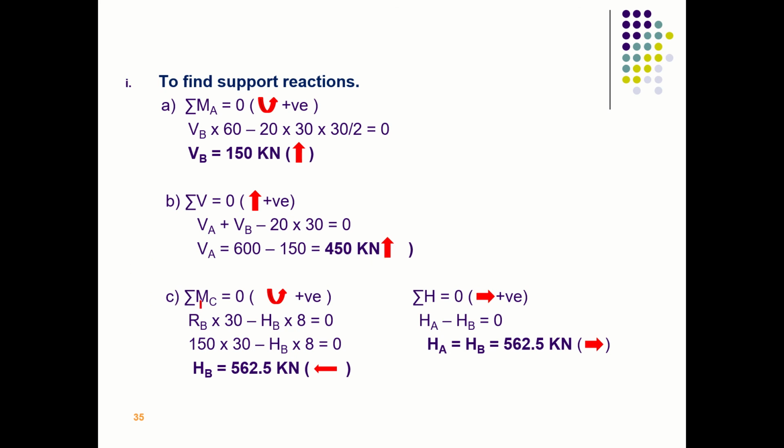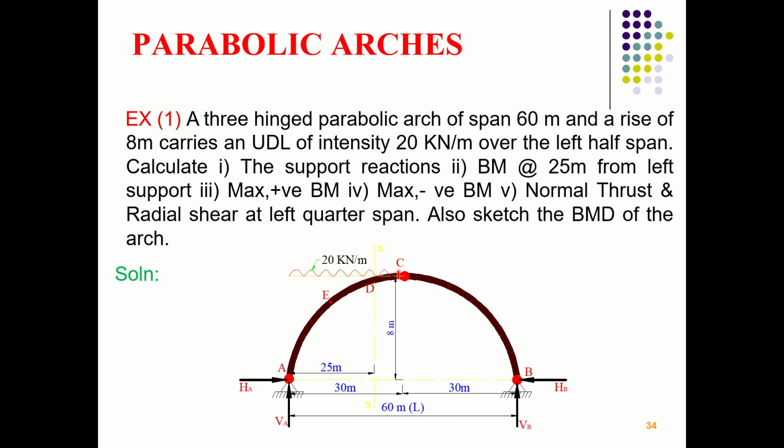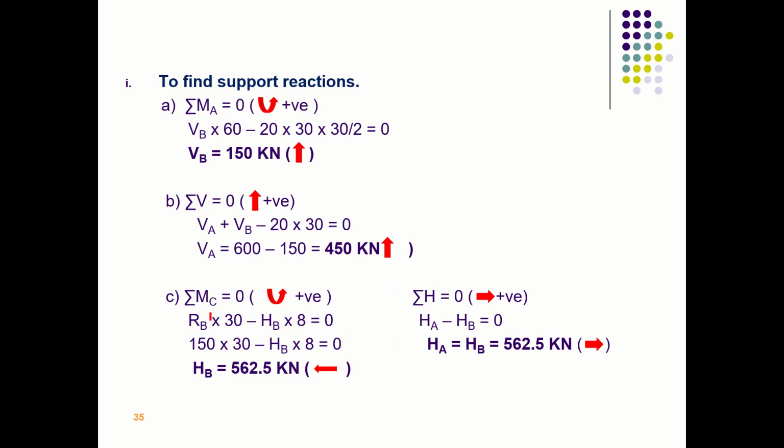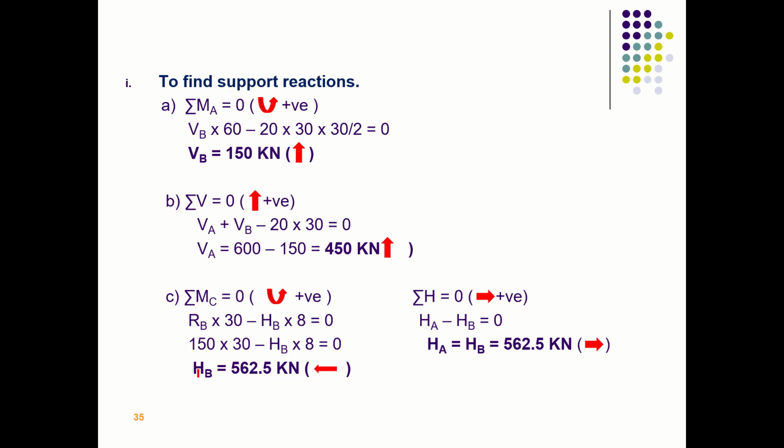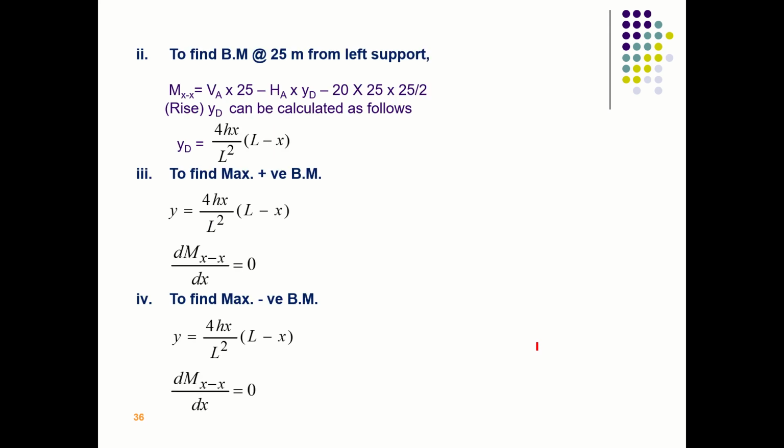Using the third equation, moment at point C, this point C, the moment at this point is 0. Then VB into 30 minus HB into 8 is equal to 0. We are taking this side, okay, not this side. Take moment about this point equal to 0 and take this side only. So you will be able to find HB. And the fourth equation, summation of horizontal forces is equal to 0, HA minus HB is equal to 0, so HA is equal to HB, right? So your first step is done, you have found the reactions.